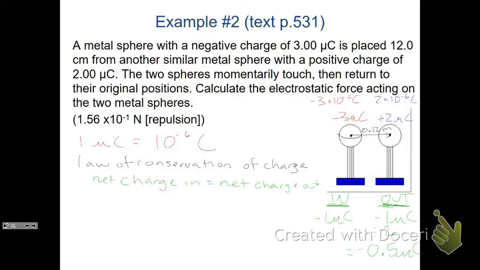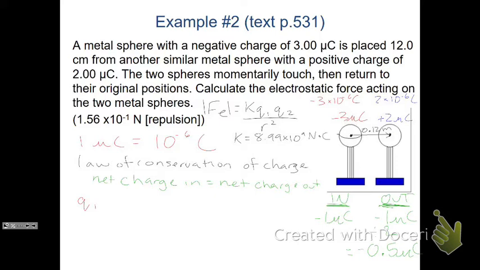So we're going to be using Coulomb's law here. Remember, Coulomb's law: Fe is equal to K times Q1 times Q2 divided by the separation distance squared. And K is 8 point something. It is 8.99 times 10 to the 9.